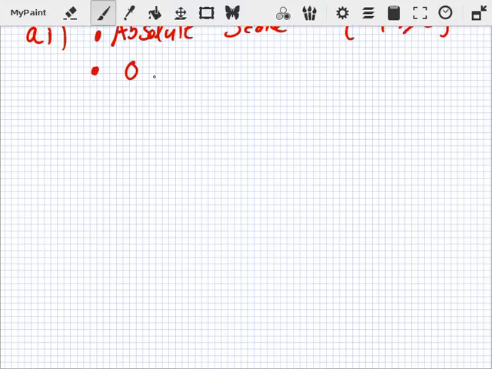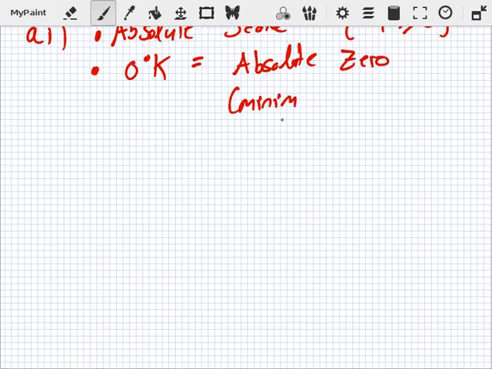That 0 Kelvin is, well, I suppose we'd call it absolute 0. And what's special about this state is that it's minimum kinetic energy. What's special about absolute 0? There's no kinetic energy of the particles.